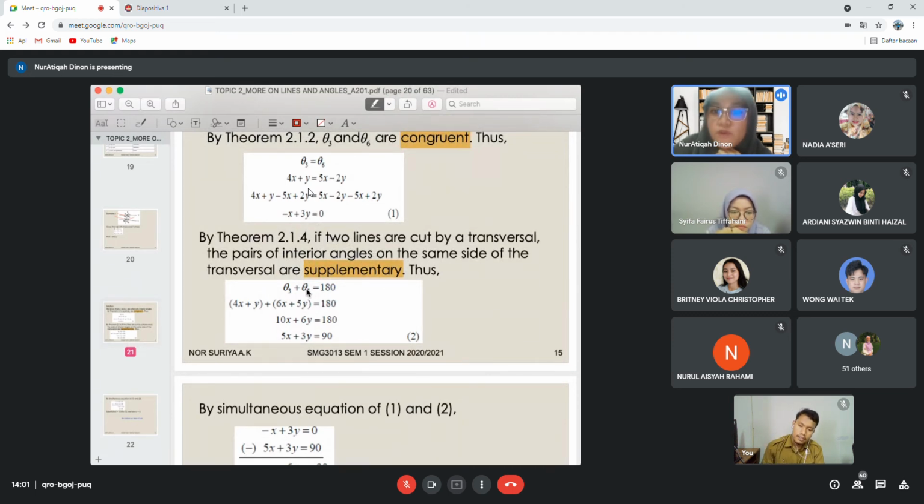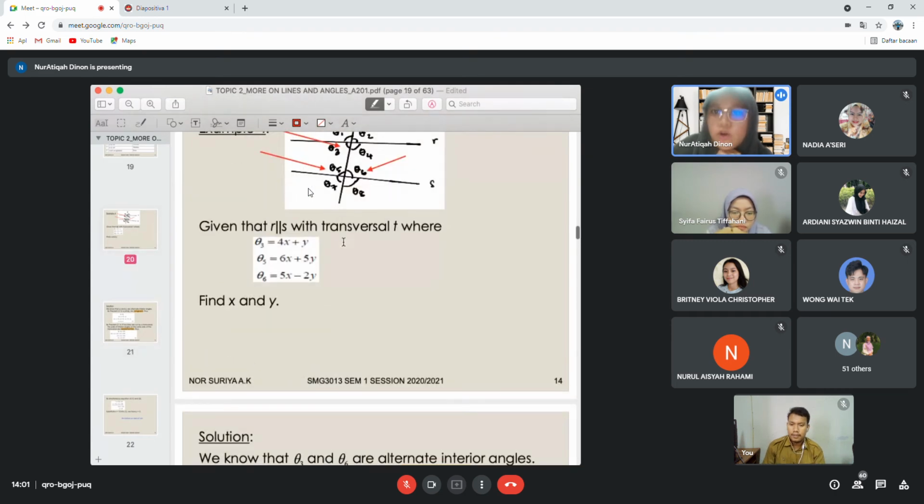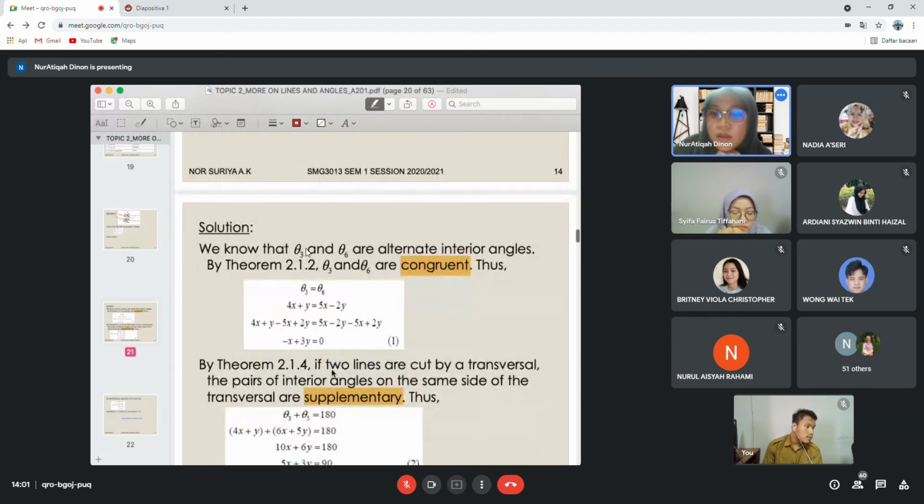So, based on the theorem, ni, the pair of interior angles on the same side are supplementary. But if you want to use 5 and 6, also can. Tapi 5 and 6 ni bukannya theorem yang ni lah. Bukan theorem 2.1.4 ni. Faham tak maksud saya?